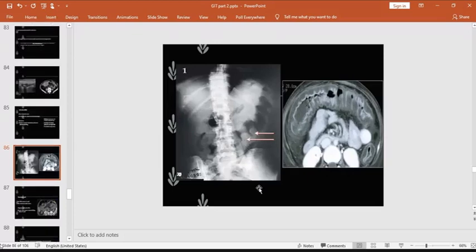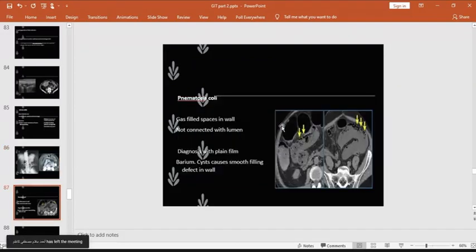If you look at this barium picture, it produces the thumbprinting. This indicates ischemic colitis. If you look at this, severely thickened wall, enhancing mucosa, indicating ischemic colitis.